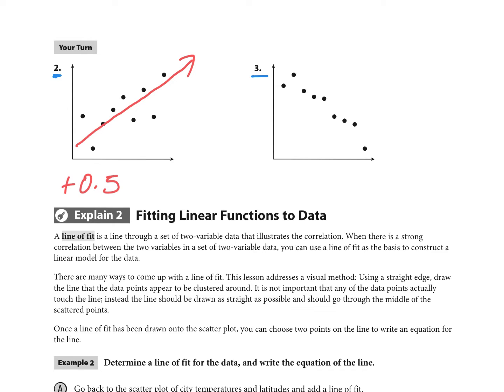You don't have to put the positive. This one, if I draw, those points are really actually pretty close to the line. It is going down, so I would say that one would be a -1 would be its fit.